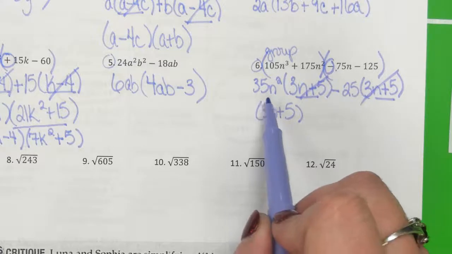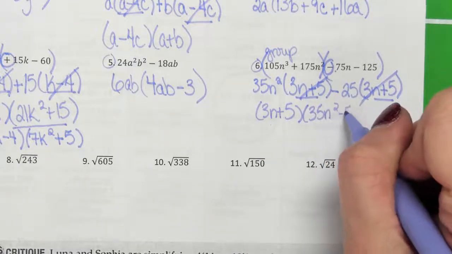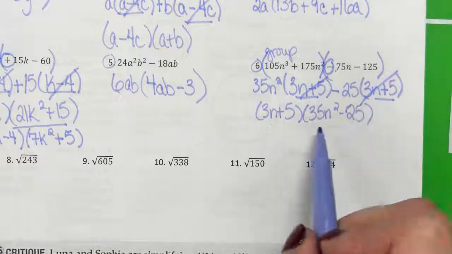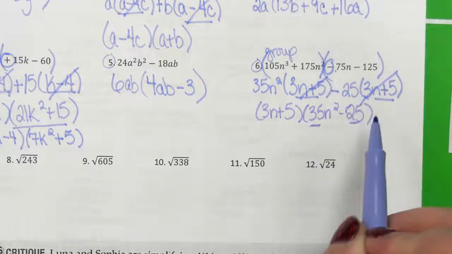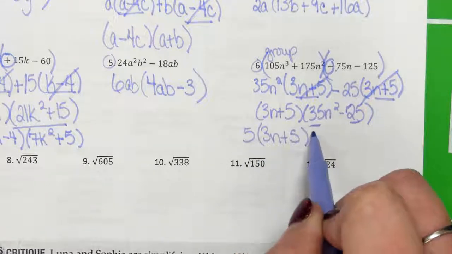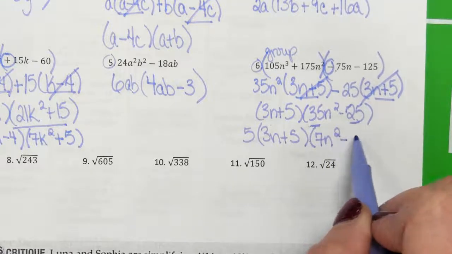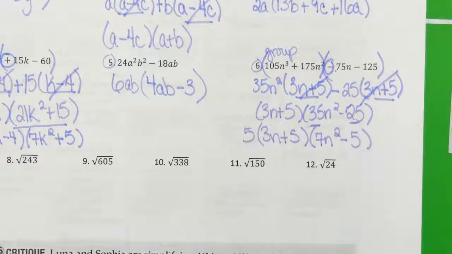And what 2 terms are left when you do that? There you go. 35n squared minus 25. But take out a 5 for both of those guys. Alright, so that'd be 7n squared minus 5. There you go. That's your answer.